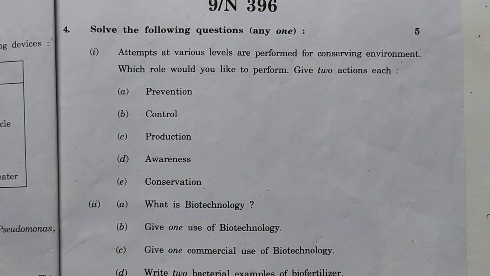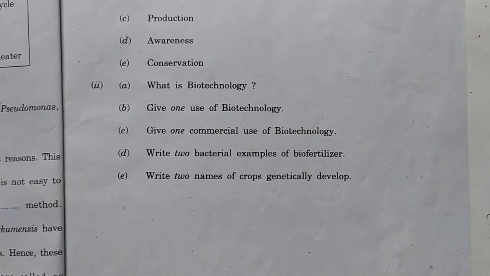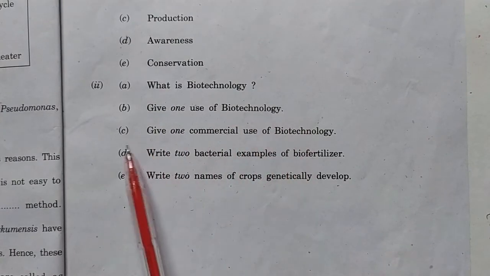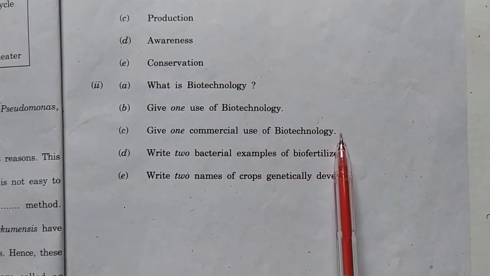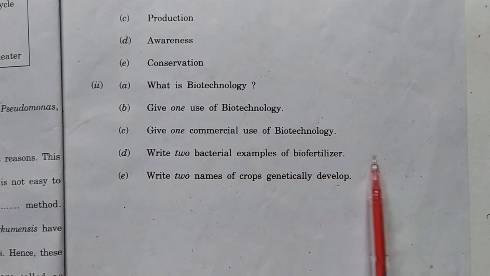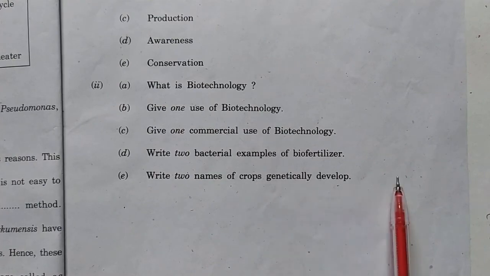And finally the second question has 5 sub questions, in which the first sub question is what is biotechnology? Give 1 use of biotechnology. Third one is give 1 commercial use of biotechnology. Fourth one is write 2 bacterial examples of biofertilizers, and the last one is write 2 names of crops genetically developed. So friends, these are the questions which were asked in March 2020 from Science 2.